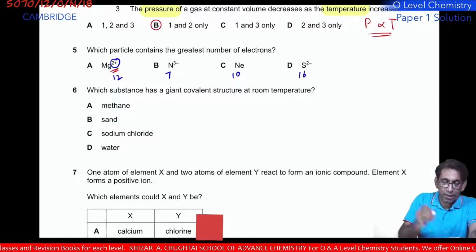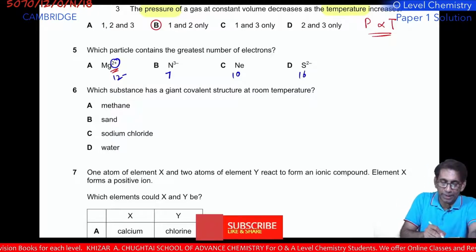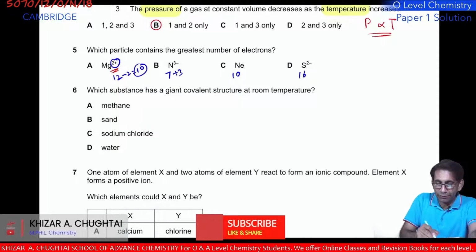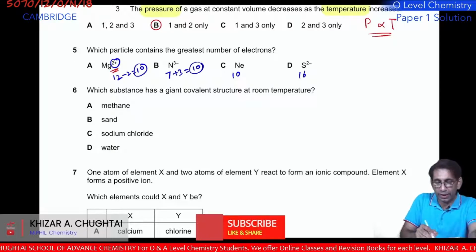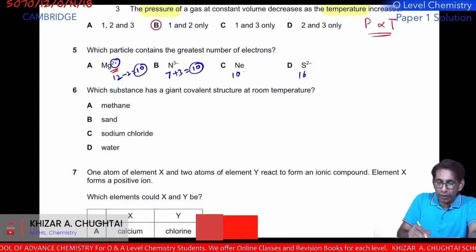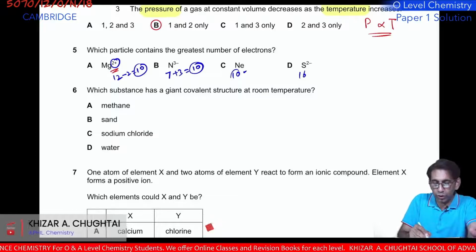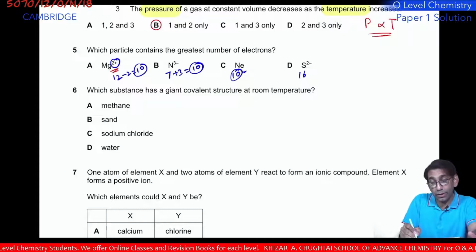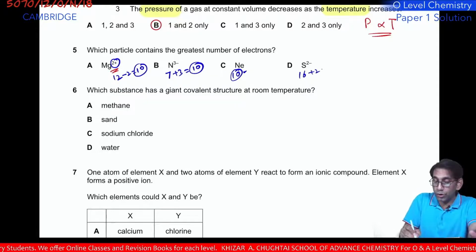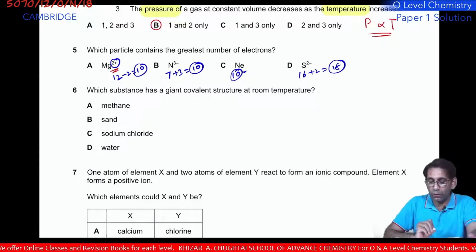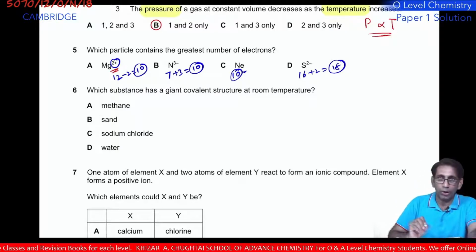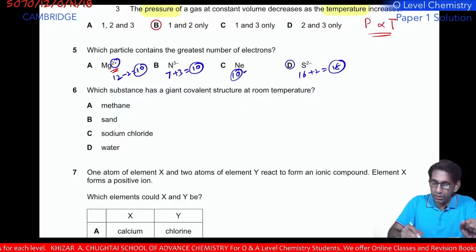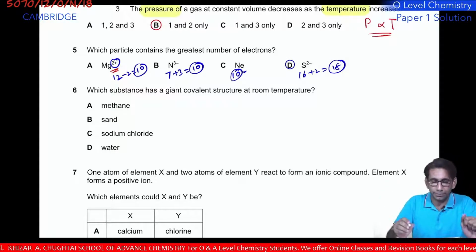Magnesium has lost 2 electrons, so the remaining electrons will be equal to 10. In this case, nitrogen has gained 3 electrons, so the final answer will be equal to 10. Neon also has 10 electrons, as there is no charge. In the case of sulfur, it has gained 2 more electrons, so the overall electrons for the sulfur negative ion, the sulfide ion, are 18. So the greatest answer goes to D. D is the correct option.